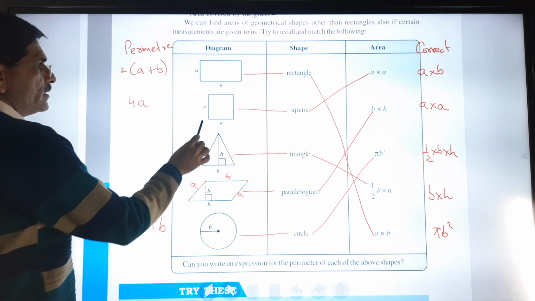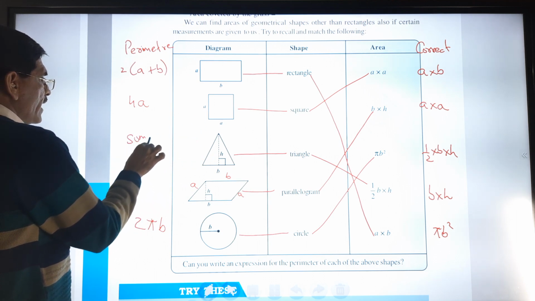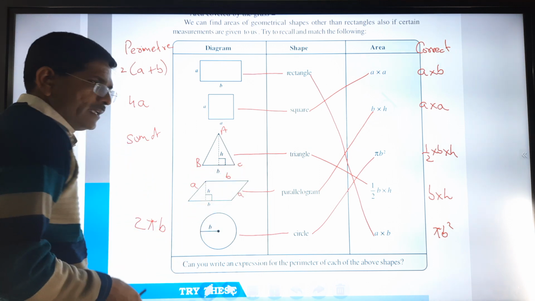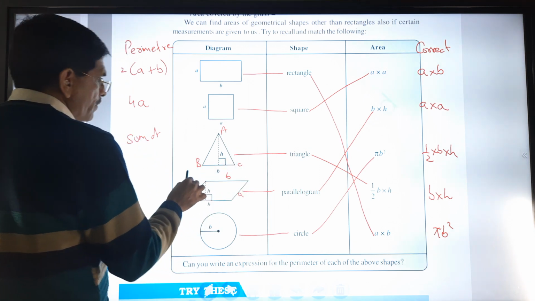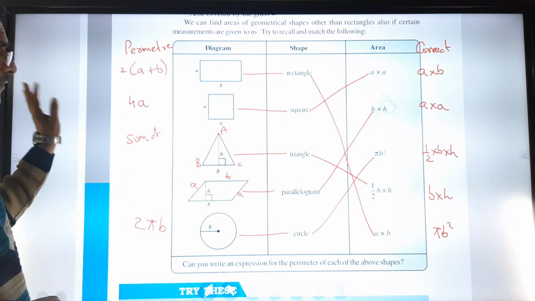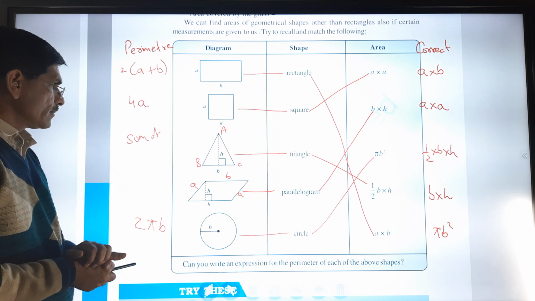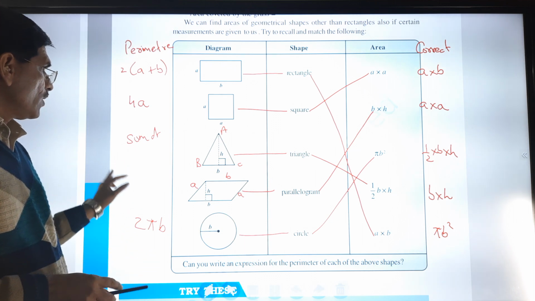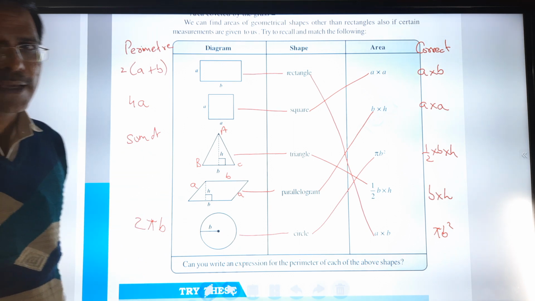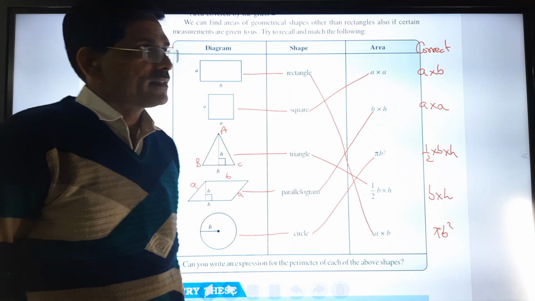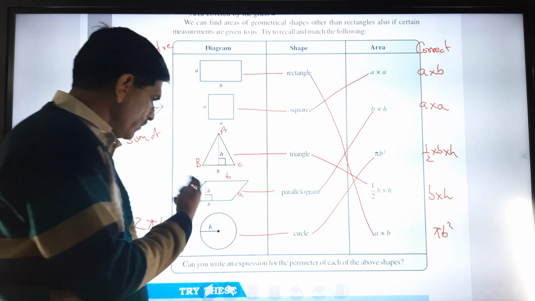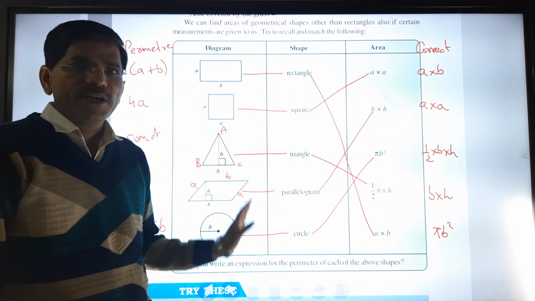Here sum of 3 sides. If I name the sides A, B and C, then AB plus BC plus AC. So these are the important 1, 2 and 3 formulas related with the perimeter. Sum of the sides is called perimeter of triangle ABC. So now write this correct formula. Now we want to go for the sums.